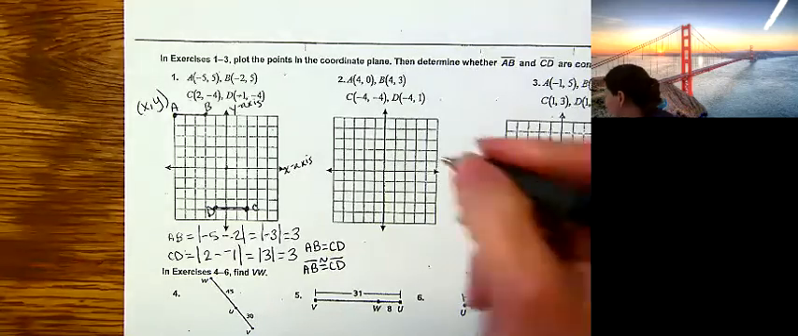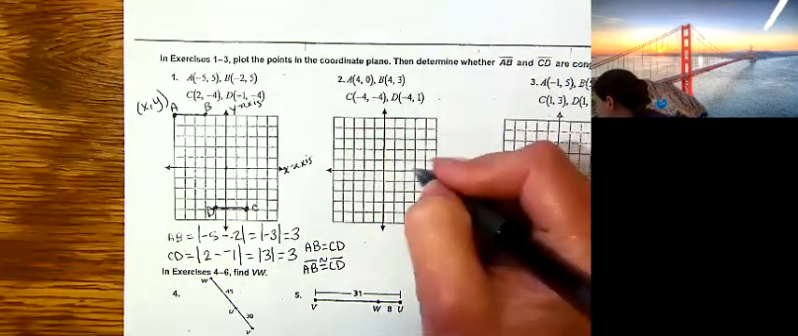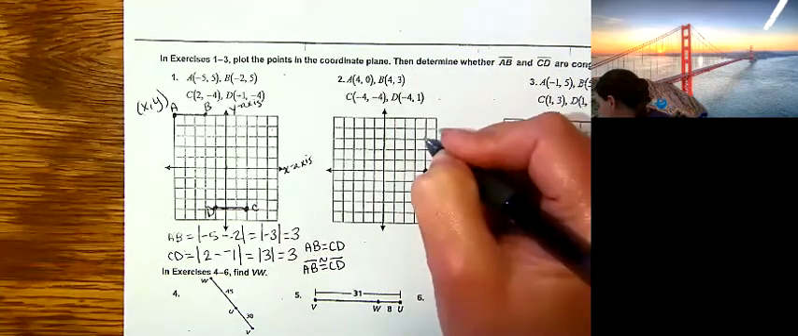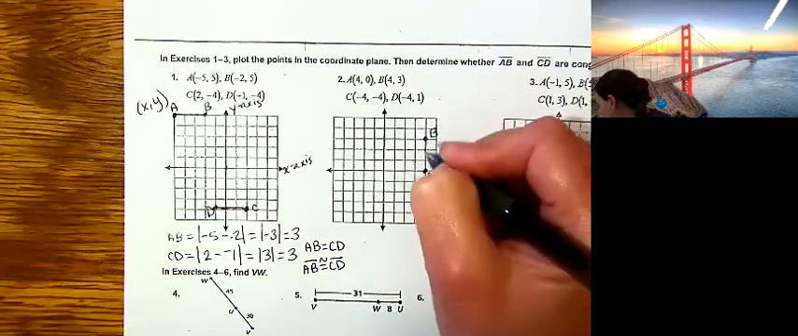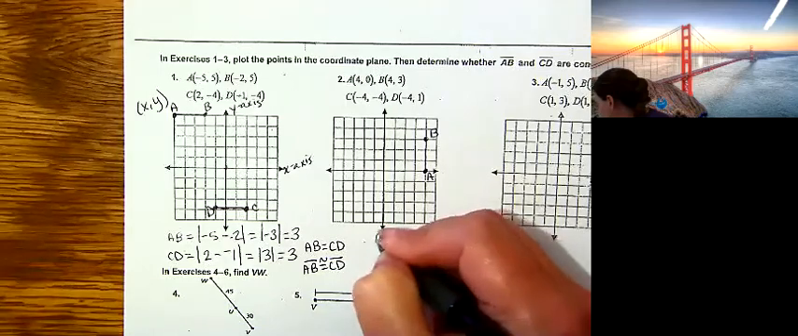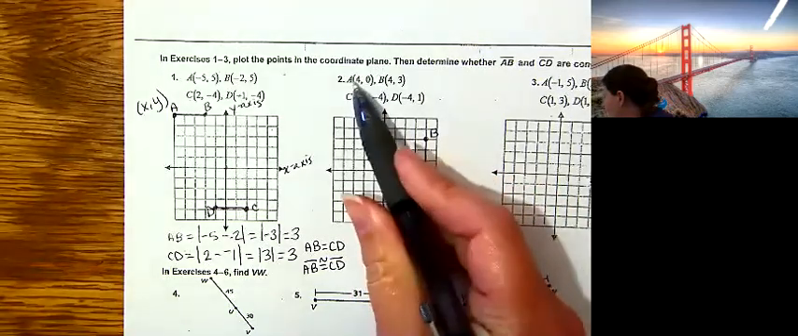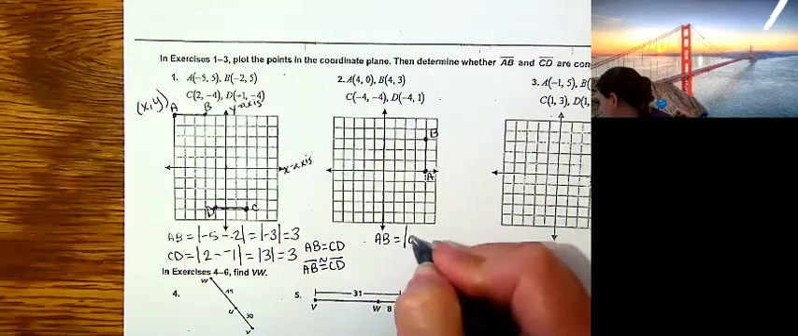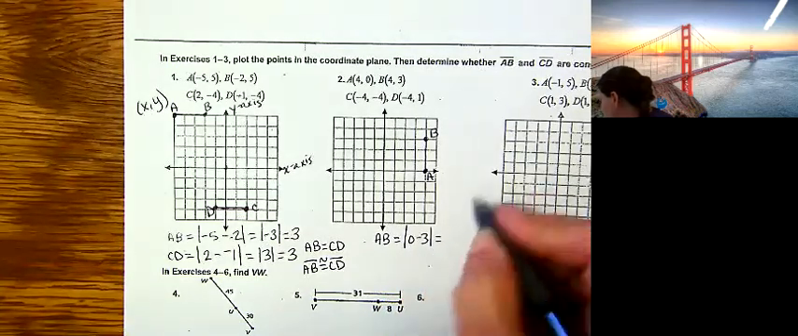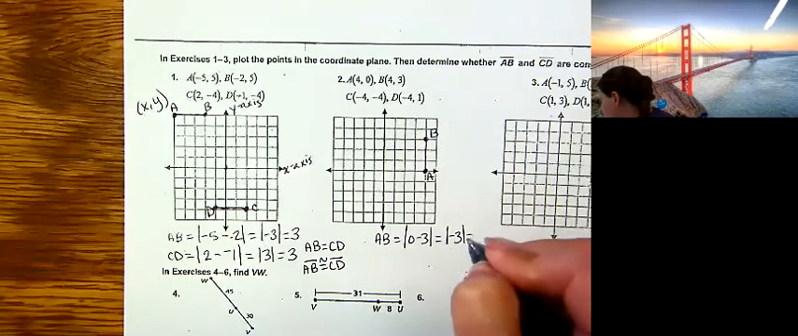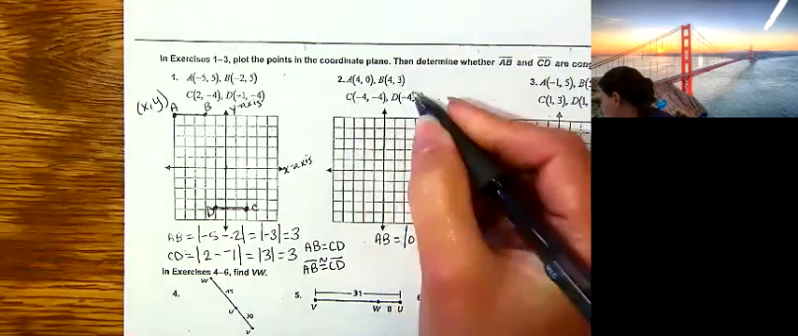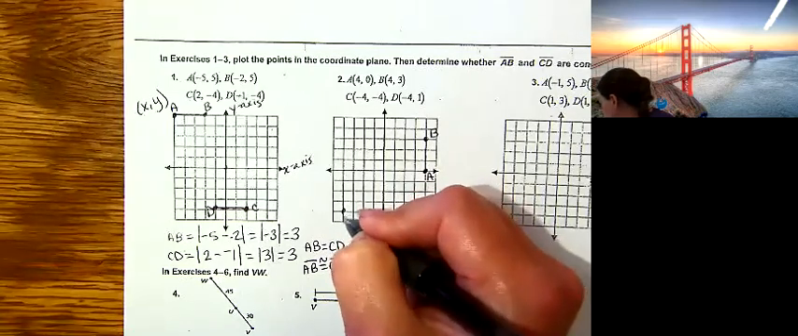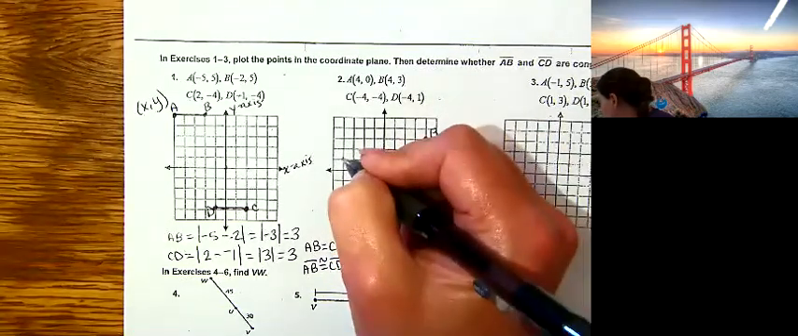Okay. Let's do one more of these. So A is at 4, 0. B is at 4, 3. If I find the length from A to B, this time our x's are the same, so I really just need to find the difference of my y. So 0 minus 3, the absolute value of -3, is 3. And for C to D, C is at -4, -4, and D is at -4, 1.